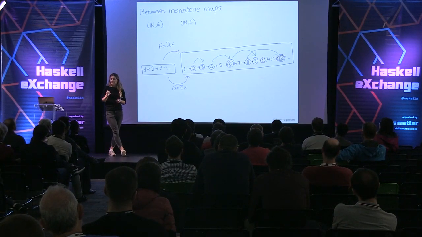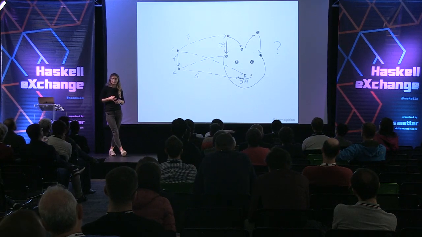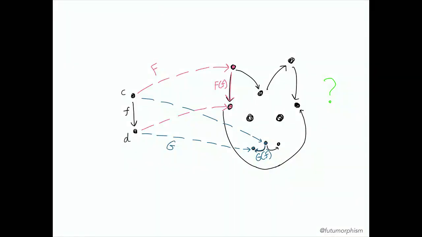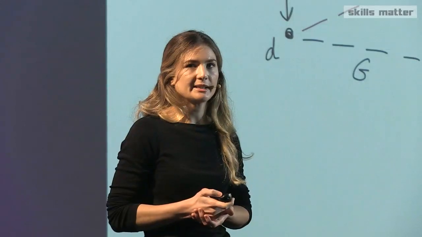Okay, sorry. What about this example? Is this a natural transformation? Well, it's not, because there are no arrows that connect F of C and G of C, or F of D and G of D, and you can't just add arrows where they don't exist to make it happen.